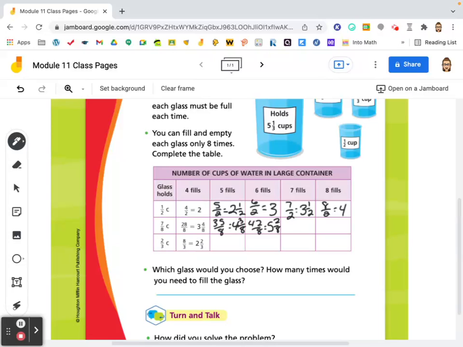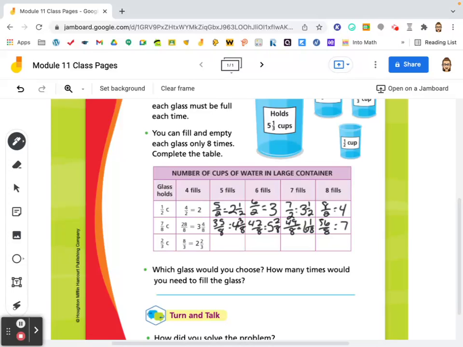If we have 7 fills, that's going to be 49/8, which is going to equal 6 and 1/8. If we have 8, that's going to be 56/8, which equals 7.